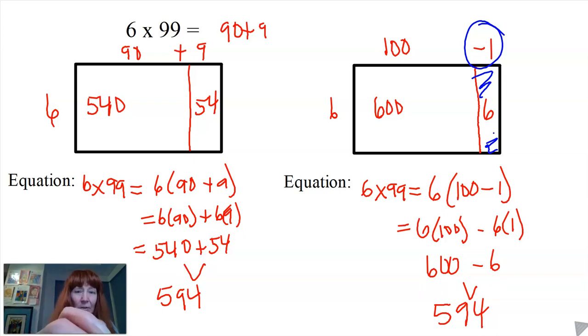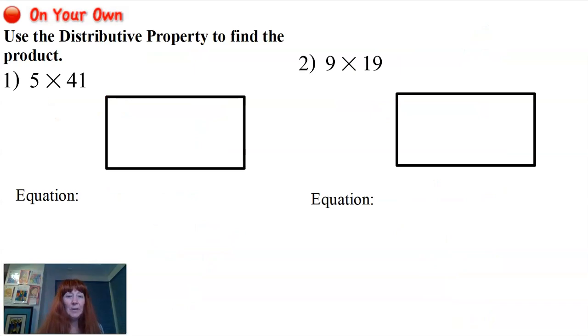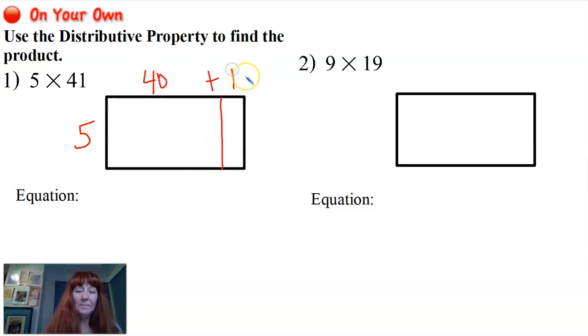Okay, so now let's try an OU. Okay, here we go. Use the distributive property to find the product of 5 times 41, and you only have to do it one way, right? You're going to make this a 5. You're going to do this as a 40 plus 1. Go ahead and pause the video, try these, and I'm going to show you the answers.